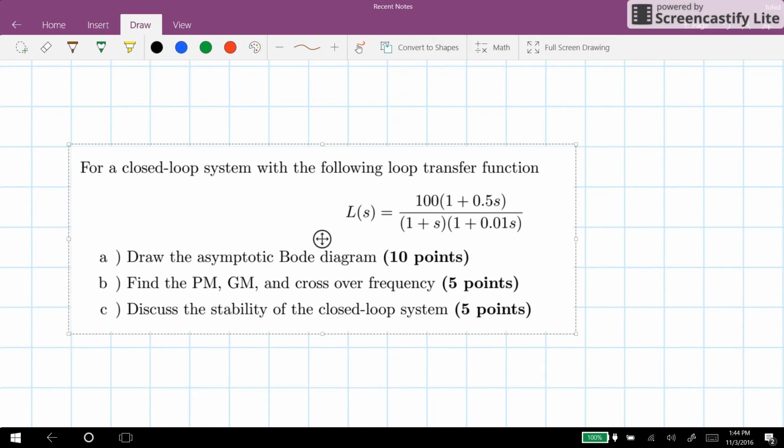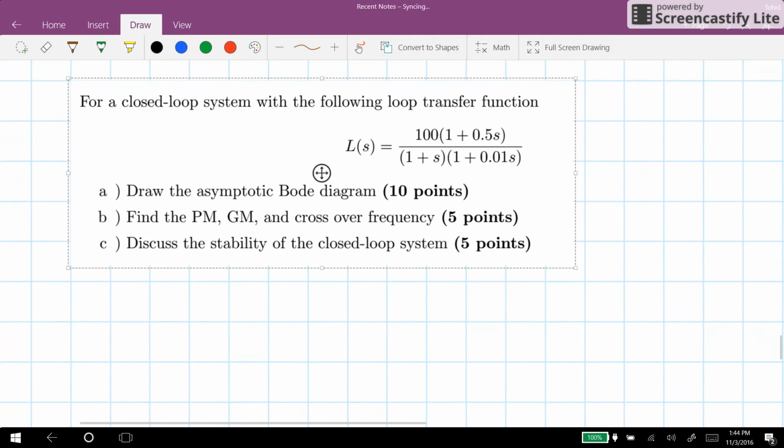Hi everyone. In this video, we will go through drawing the Bode plot for a given system, the asymptotic Bode diagram indeed. And then using that Bode diagram, we will determine the phase margin, gain margin, and crossover frequency for the system. And afterwards, we will discuss the stability of the closed loop system.